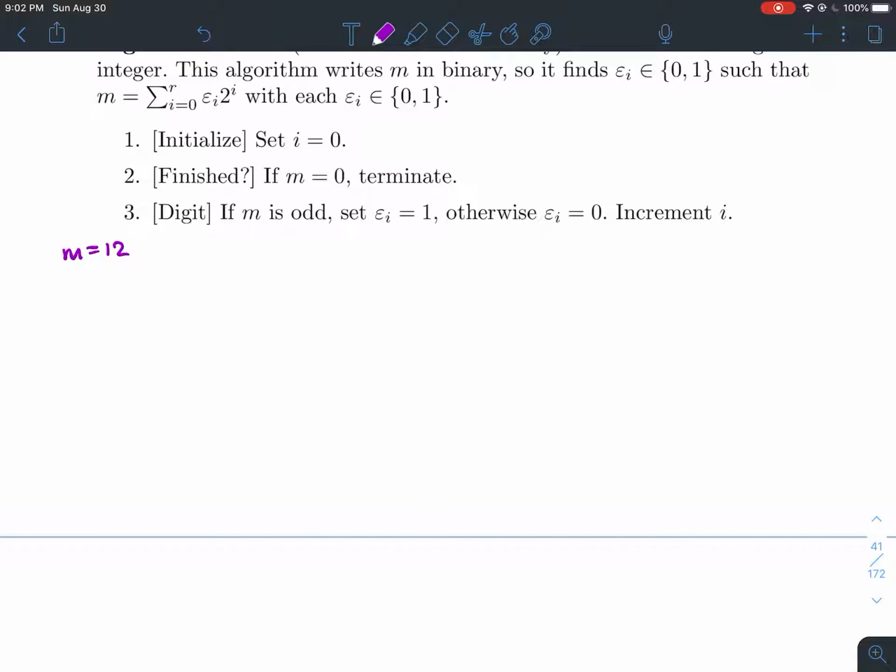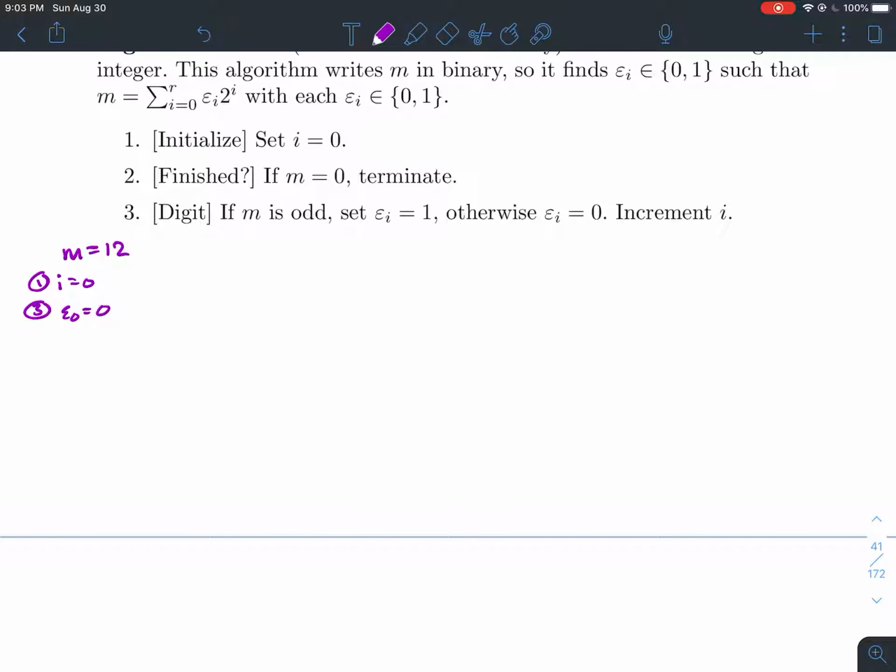So what are we going to do? Well, I look at step 2. Maybe I should set i equal to 0. So that should be step 1. i equals 0. And now I'm going to look, is the m I got odd? I look at 12. Nope. So otherwise, epsilon 0, in this case, remember i is 0, is 0. So step 3, epsilon 0 is 0.